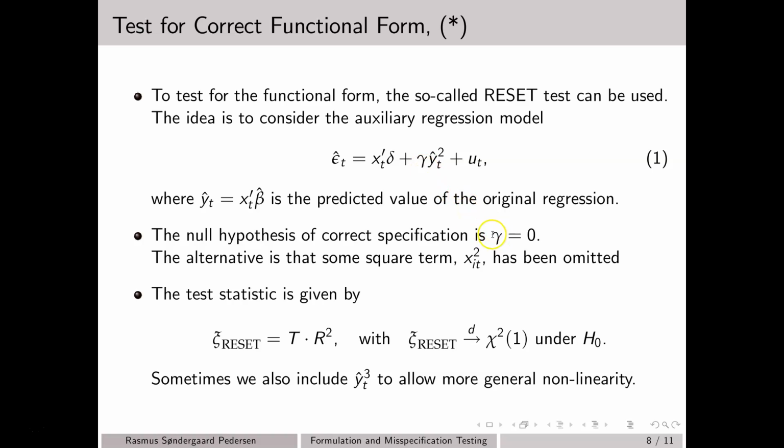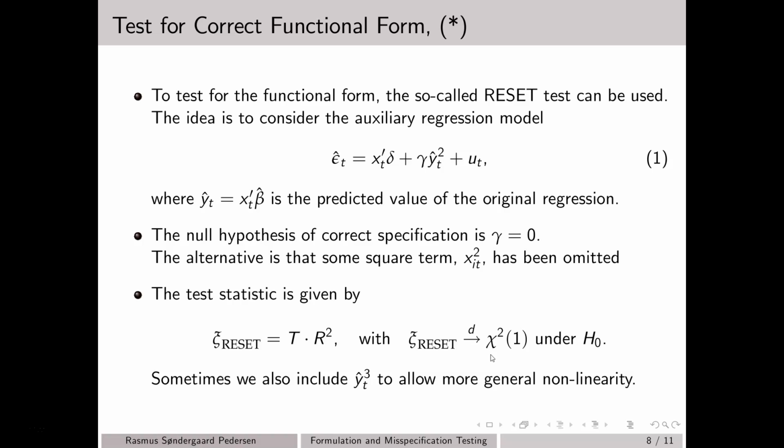Under the alternative that gamma is different from 0, we have that some term containing a squared regressor has been omitted from the regression model. We can consider a Lagrange multiplier test, and the test statistic is chi-squared distributed with 1 degree of freedom.